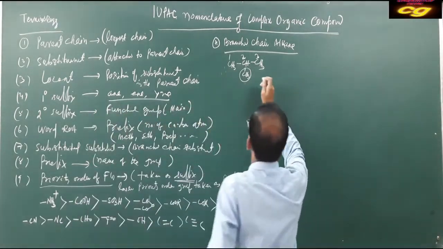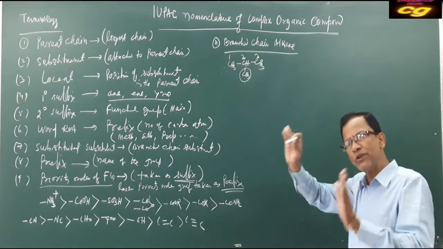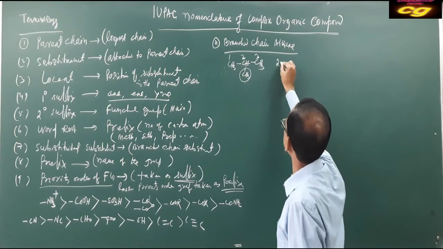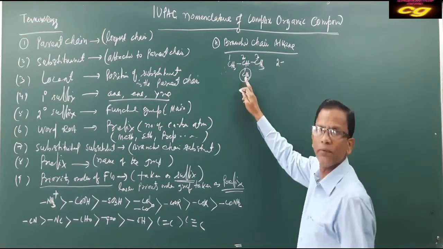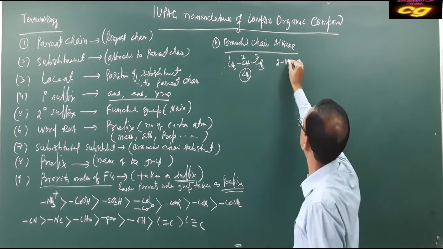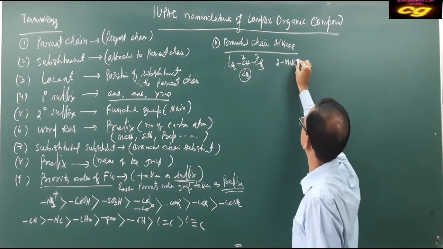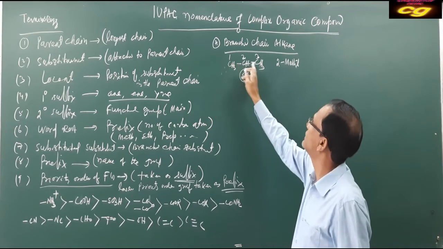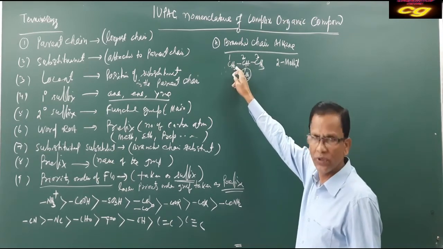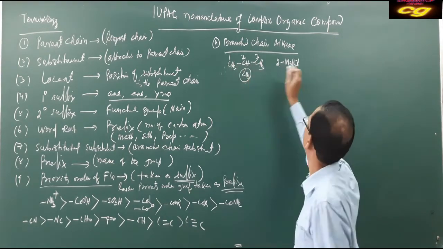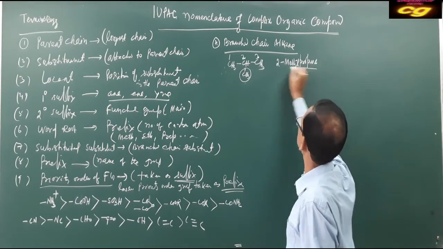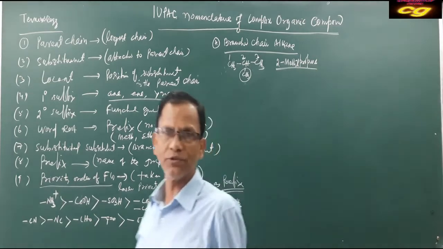So for the name, the rule is that first we have to write the locant. Here the locant is 2. Then the name of the substituent, that is methyl. Then the parent chain, the main chain, is 3 carbon. It is part of alkane, so it is propane. So this is the nomenclature of this one.